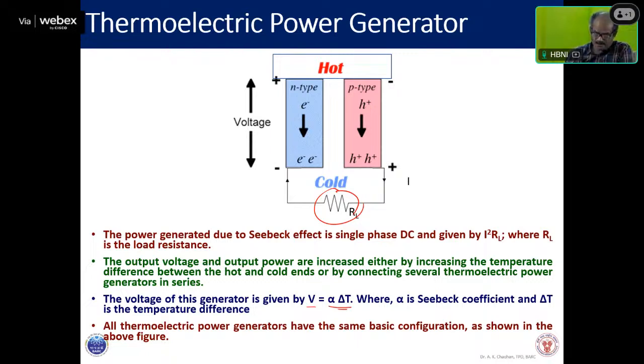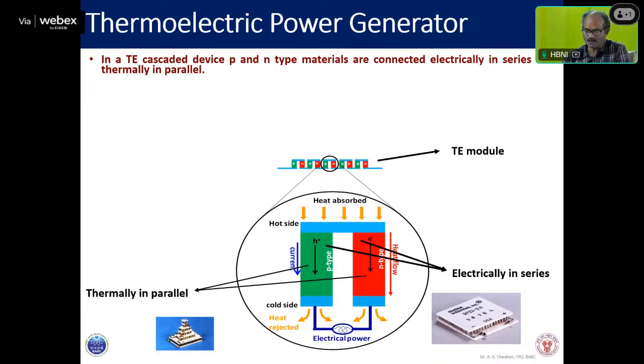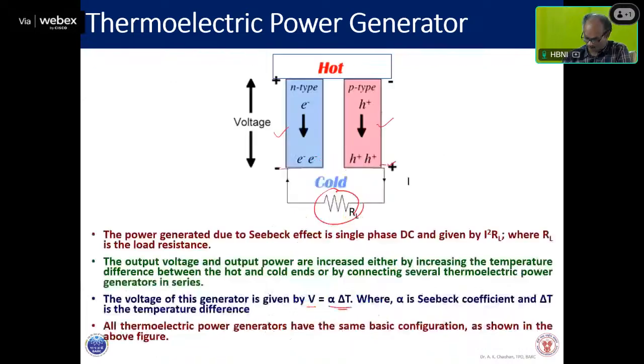All thermoelectric power generators have the same basic configuration as shown in the above figure. So you will have one P-type semiconductor and one N-type semiconductor. They are joined together, and one side is coupled to the hot end and the other side is coupled to the cold end, and between these two the outer electrical connection is made at this end. And of course, for making this connection, you have to keep in mind that it is a semiconductor, so you need to make ohmic contact so that there is no question of any rectifying effect.